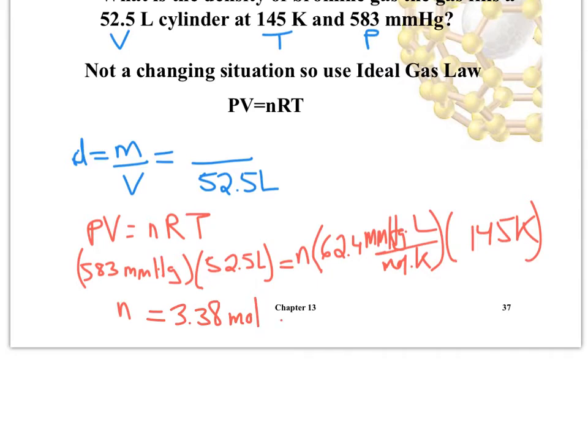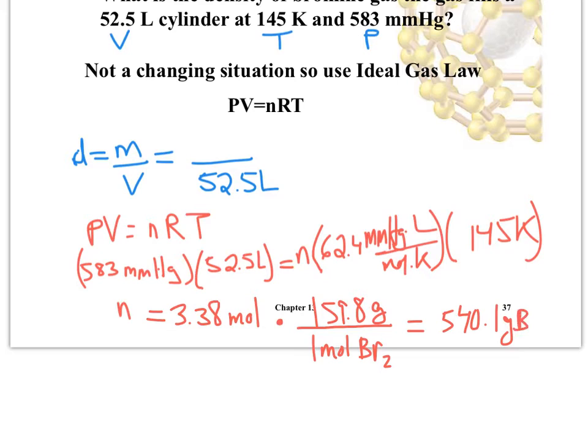So I'm going to change that to the mass using the molar mass. So 1 mole of bromine. Bromine is diatomic, remember, it's Br2. So 1 mole of bromine is 159.8 grams, and you multiply the molar mass of bromine by 2 because it's Br2. So this gives you 540.1 grams at the end of Br2.